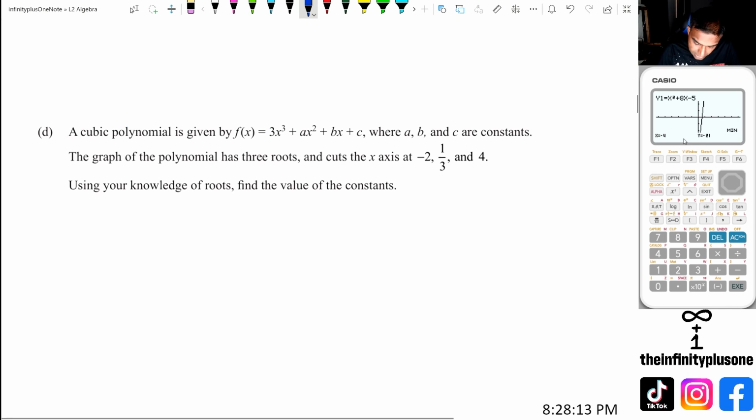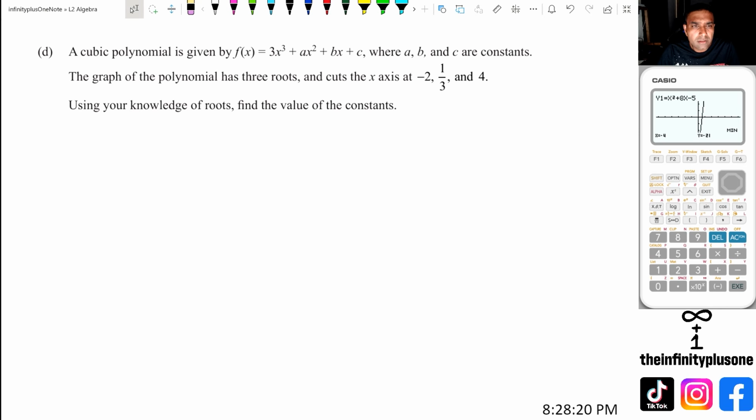Okay, so next question. So what we've got here is a cubic polynomial given. The graph of the polynomial has three roots, cutting the x-axis at -2, 1/3, and 4. Now, it says use your knowledge of roots and find the values of the constants. Now, if you remember in parabolas, for example, I'm just going to do an example here just to show you.